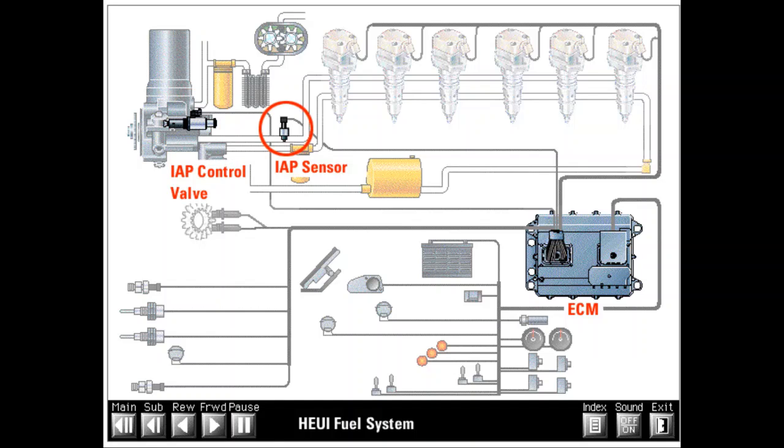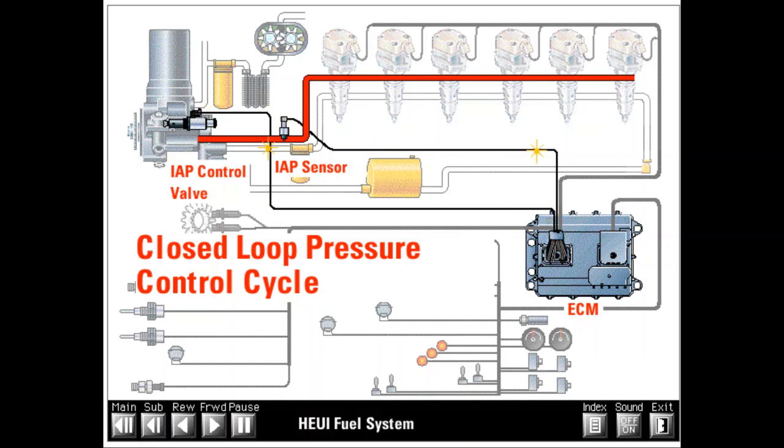The IAP sensor tells the ECM what the actual pressure in the high-pressure passage is. The IAP sensor reads actual pressure and sends a signal voltage back to the ECM. This process repeats itself more than 60 times a second in order to make actual pressure constantly match desired pressure. This constant repetitive cycle is known as the closed-loop control cycle. It is important to understand that the system is continually working to make actual pressure match desired pressure.